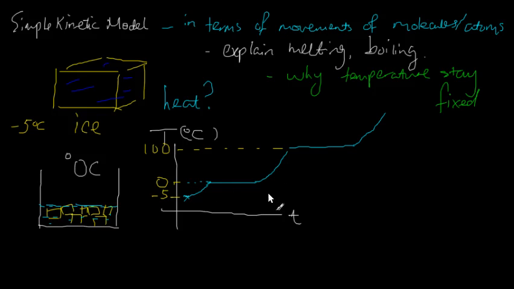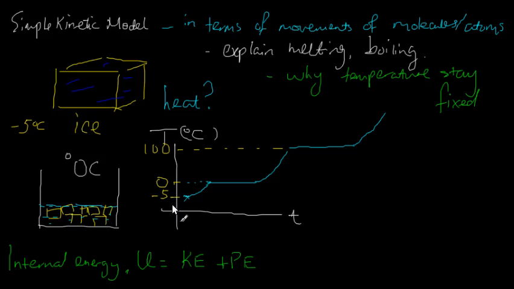So at melting and boiling, temperature stays fixed. The question is why? Why does temperature stay fixed? And the reason is quite simple. Using what we understand from the kinetic theory of gases, the internal energy, which I have been calling U, is equal to the sum of the kinetic energy and the potential energy of the molecules. The kinetic energy comes from the movement of the molecules, potential energy comes from the attraction between the molecules.